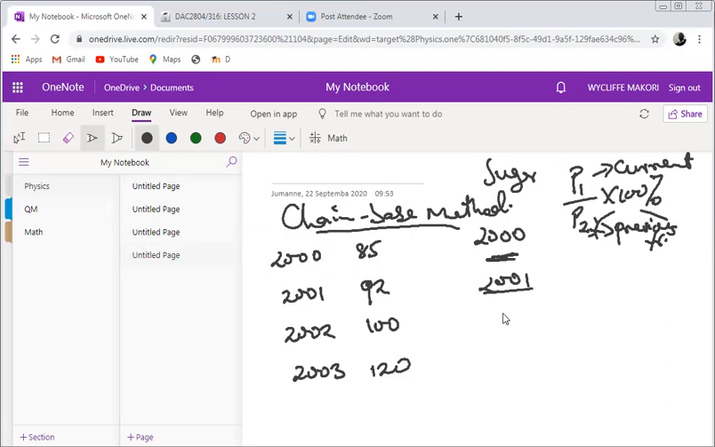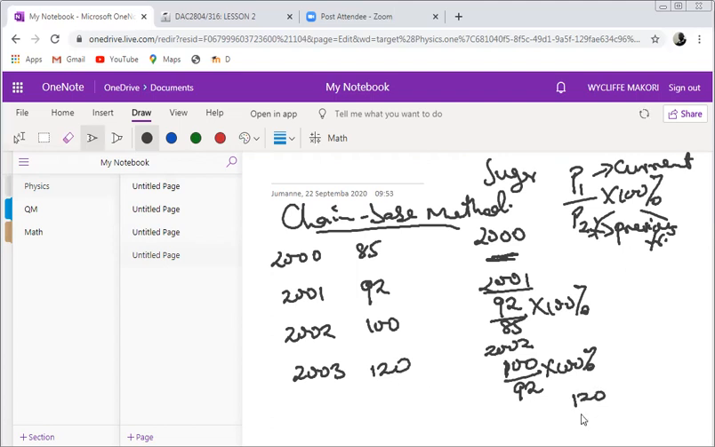2001, it is going to be the price of 2001, which is 92, over the price of the previous year, which is 85. Then we multiply by 100%. When we go to 2002, it is going to be the price of 2002, which is 100, over the price of the previous year, which is 92, times 100%. When we go to 2003, it is going to be 120, the price for 2003, over the price of the previous year, which is 100, times 100%.